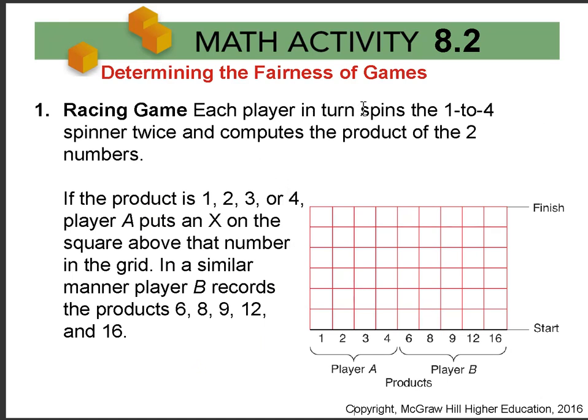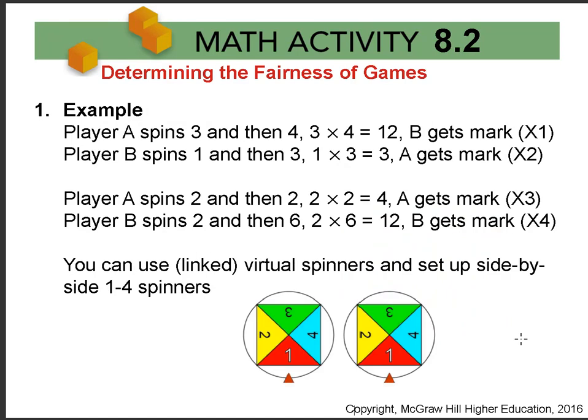Each player spins the 1 to 4 spinner twice and computes the product of the two numbers. If the product is 1, 2, 3, or 4, player A gets an X above that number, and you can see that's marked on the grid. In the same way, if the product is 6, 8, 9, 12, or 16, player B gets an X. So for example, if player A spins and gets 3 times 4, 12, B will actually get the mark. I've marked it here as X1 for the example I'll show you on the next slide.